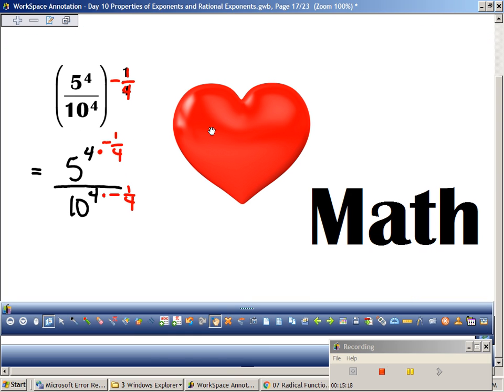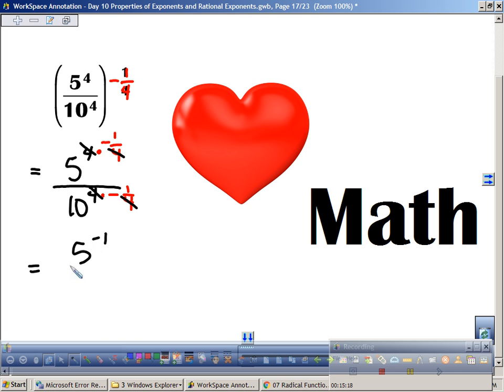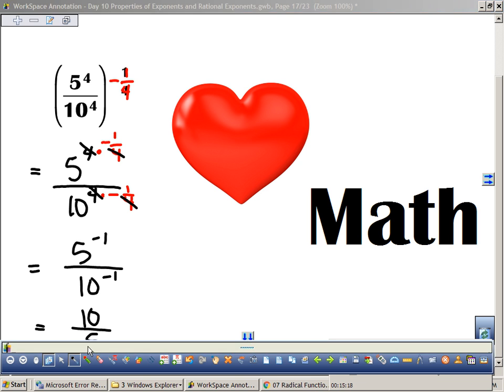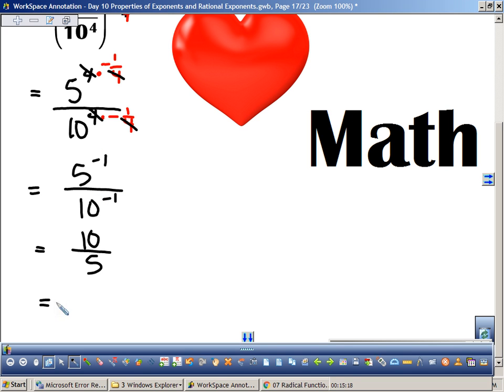I'm going to do it this long way, and then we're going to do it a shorter way. Then these would cancel, and I just have a negative 1, and these would cancel, and I have a negative 1. So it would be 5 to the negative 1 over 10 to the negative 1. Then since they're negative exponents, we could switch them. And 10 divided by 5 is just 2. Want an easier way to do it?